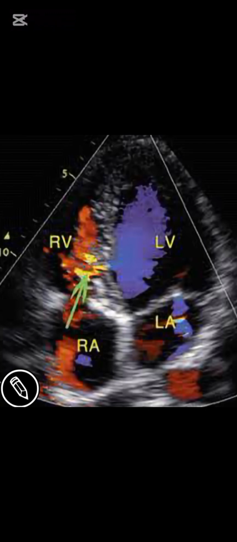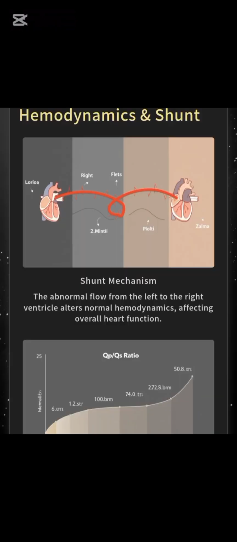And this is the gradient at that VSD. This is only the image I have shown you because the video of the high muscular VSD is not available. So this is the high muscular septum and the blood from left to right shunting. This is called high muscular VSD, and you saw in the previous video the apical muscular multiple VSDs also.